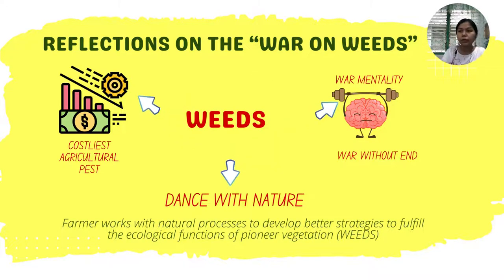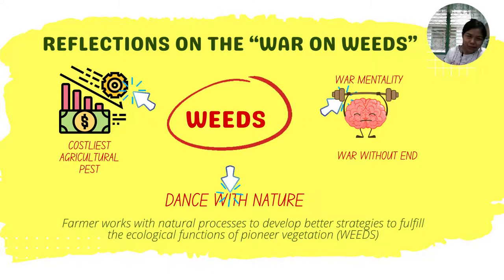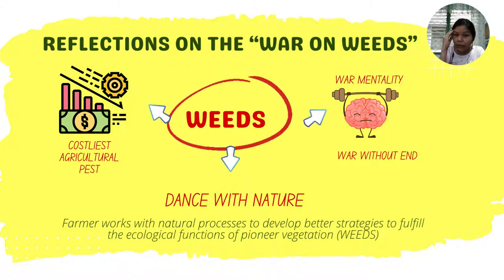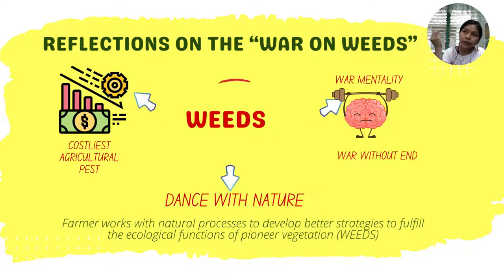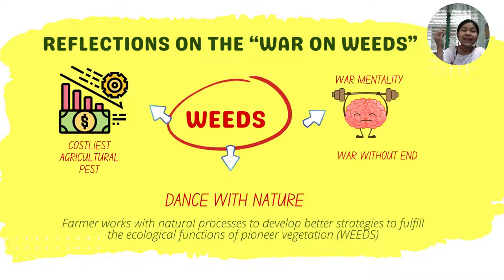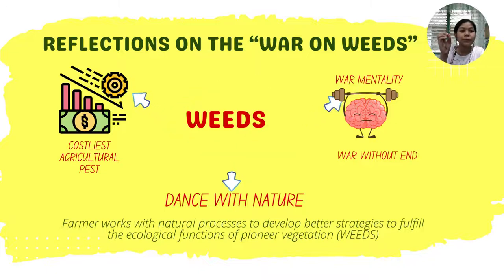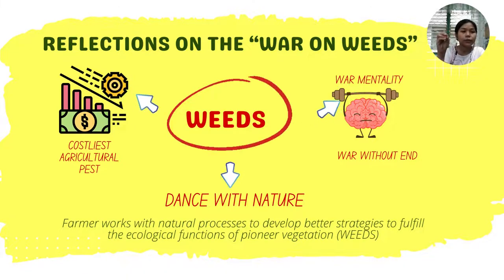Once our crop of interest is established, the weeds are present too. That's very true. So our farmers think that weeds are their enemy. Weeds are the costliest agricultural pest. And this war, since we could not really totally eradicate or exterminate the weeds, is considered a war without end, right? So it condemns the farmer to war without end in his or her field. So what must our farmer do? We cannot exterminate them.